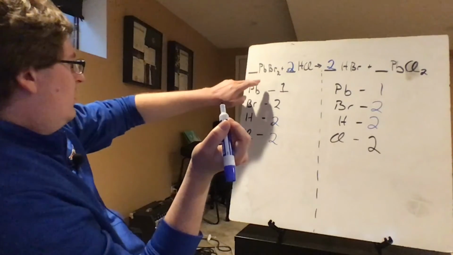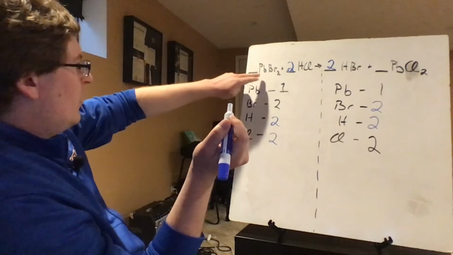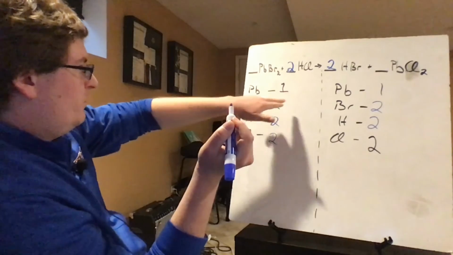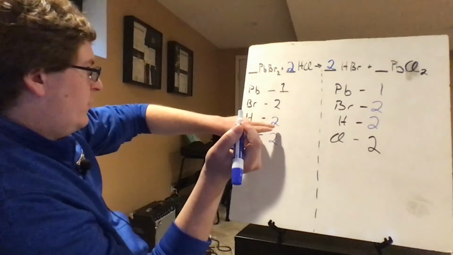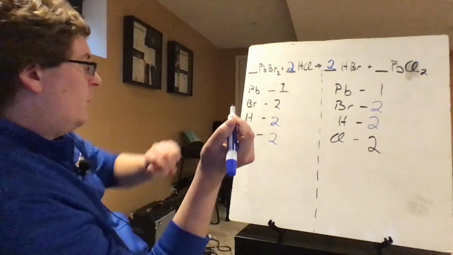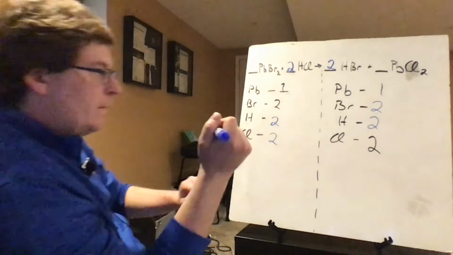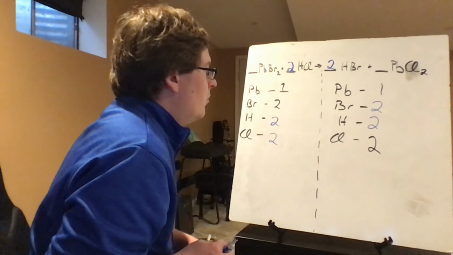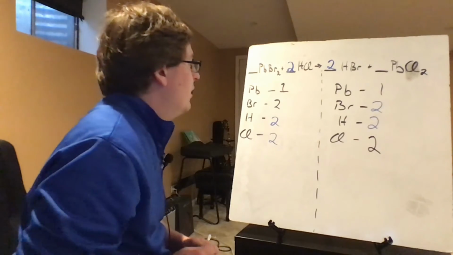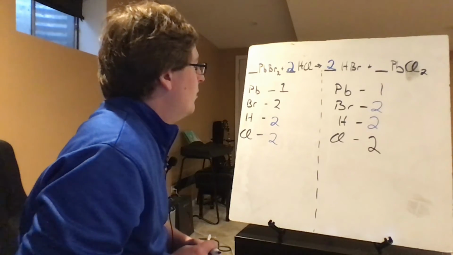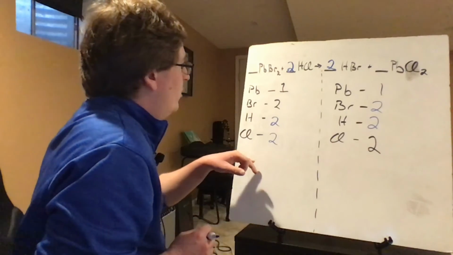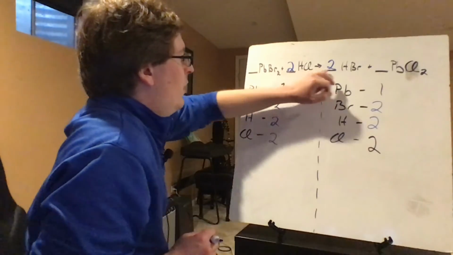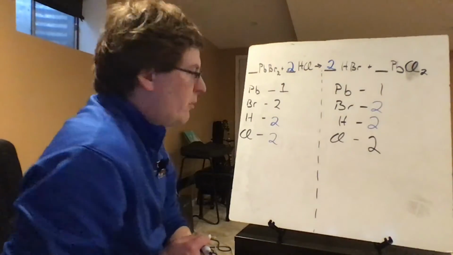So I went into this thinking it was going to be really challenging. It wasn't that bad at all. 1 lead on each side, 2 bromines on each side, 2 hydrogens on each side, 2 chlorines on each side. We got it. I think we're good there. All right. So that was easier than I thought it was going to be. Hooray for that. It worked out really well that we were able to just double the chlorine, and that was the same with the hydrogen over there. So that wasn't too bad at all.